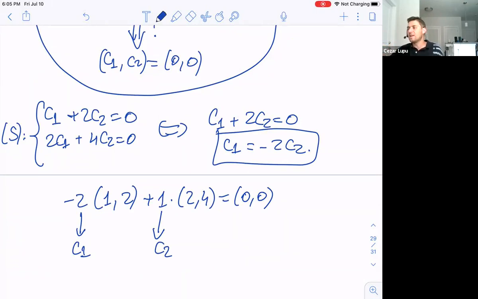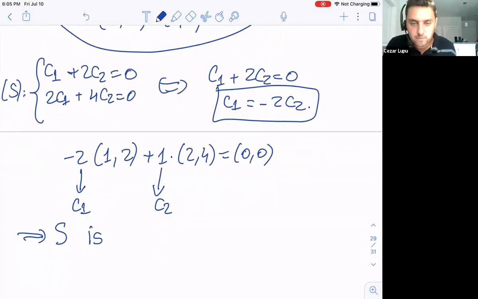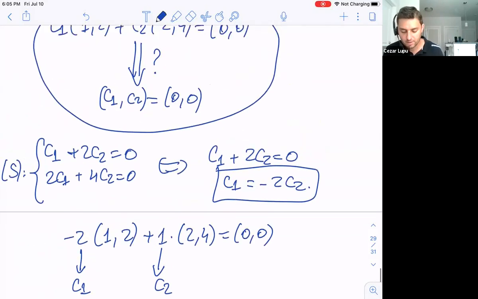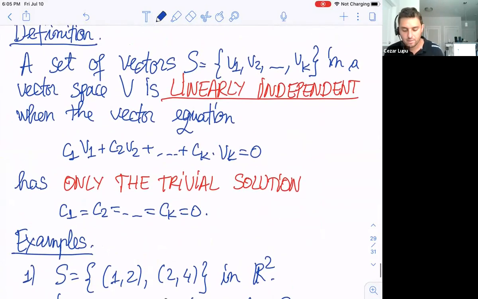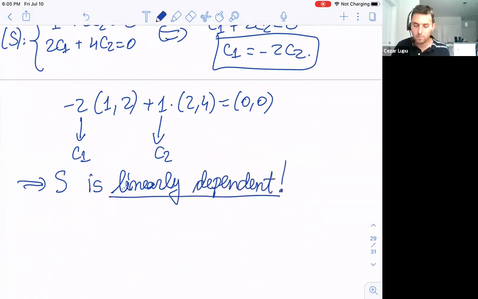Is the set S linearly independent or linearly dependent? Look at the definition above. Exactly, it is linearly dependent, because it doesn't obey the definition above. If it obeys the definition above, the set is linearly independent. If it does not, then the set is linearly dependent. Let me give you another example.